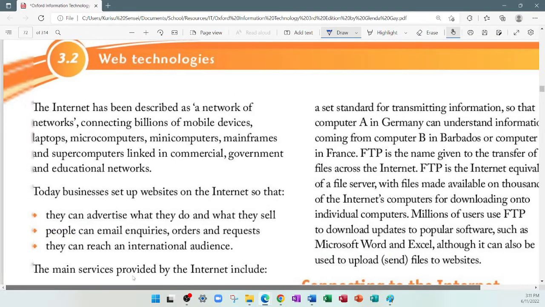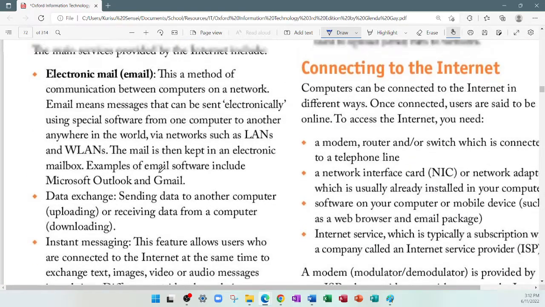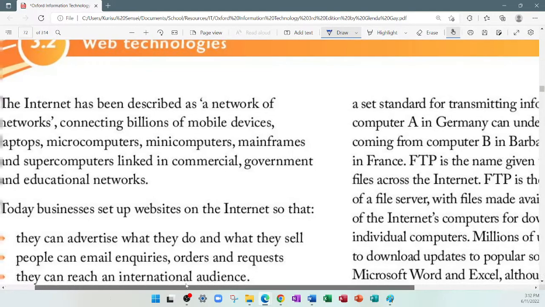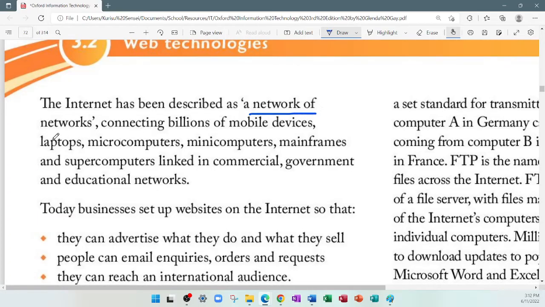All right. So our next chapter, web technologies. So what services, what features, what do we get from the internet basically? Now, the internet, what is the internet? The internet is basically described as a network of networks.